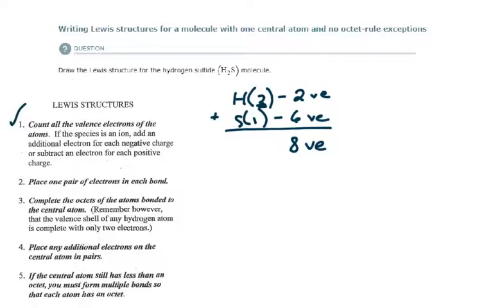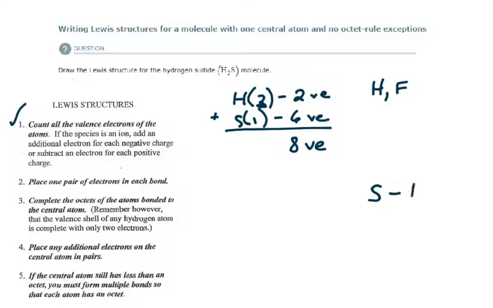Okay. The next step is to place 1 pair of electrons in each bond. So we need to actually begin to draw our Lewis structure. And I have to ask myself, all right, which atom goes in the middle? Well, again, we know that it's typically the least electronegative atom, and it is never going to be hydrogen or fluorine. So that leaves sulfur as the central atom.